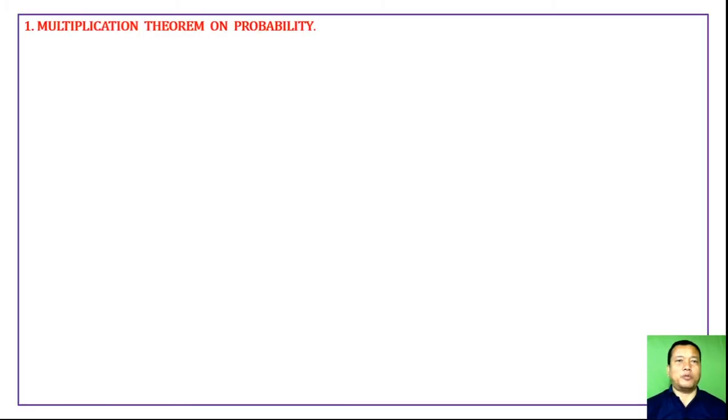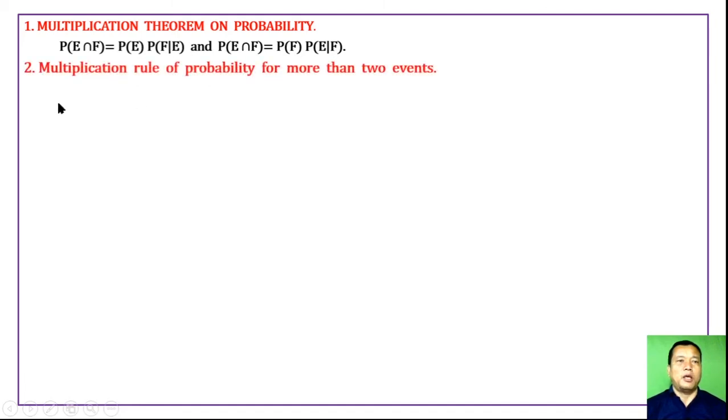Multiplication Theorem on Probability. P of E intersection F is equal to P of E into P of F by E, and P of E intersection F is also equal to P of F into P of E by F. These two theorems are known as multiplication theorem on probability.